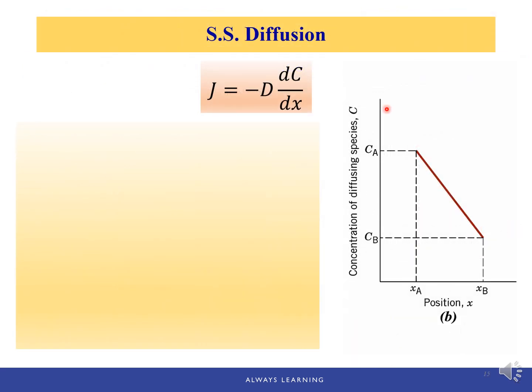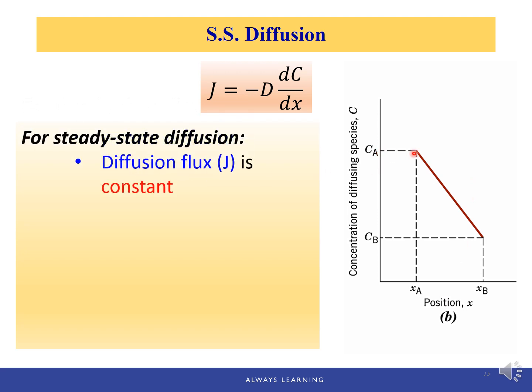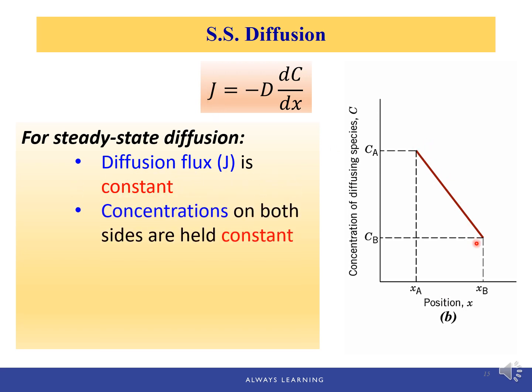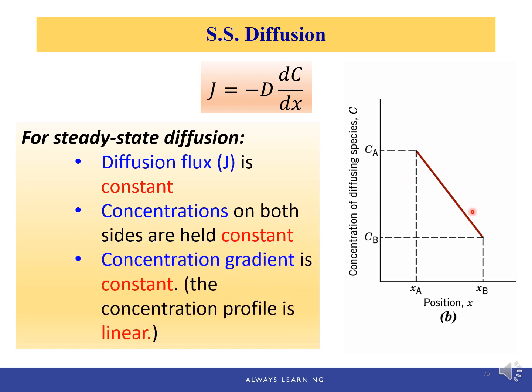How do we tell this is the steady-state diffusion then? Well, based on the given concentration profile, if the diffusion flux is constant, J is constant, the concentrations on both sides are held constant, in this case CA and CB are constant, and the concentration gradient is constant, or in other words, the concentration profile is linear, then we say this is a steady-state diffusion, and we can apply Fick's first law to figure out any concentration at a given location.